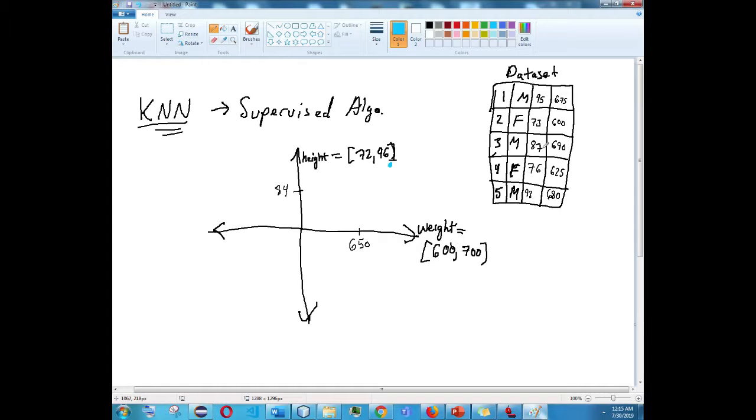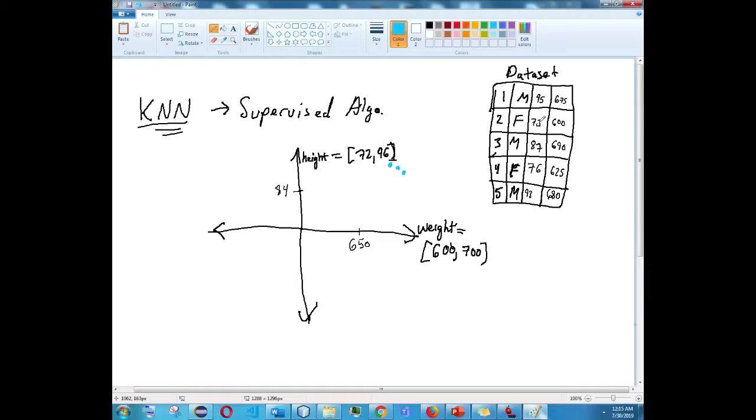And then the second male, 87 and 690, so he's further up here, but he's a little bit lower. And then the third male, he's 93 and 680. So that's a little bit in between. And then 93, that's, I'd say, roughly about here.